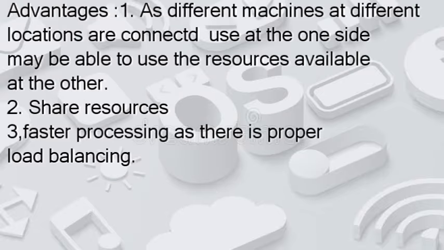What are the advantages and disadvantages of this operating system? Number one, advantages. As different machines at different locations are connected, the user at one end may be able to see the resources available at the other end also. This system is fault tolerant. If one system fails, it does not shut down the whole network. Second, we can share resources because we have a network connected to them. Third, faster processing, as there is proper load balancing.